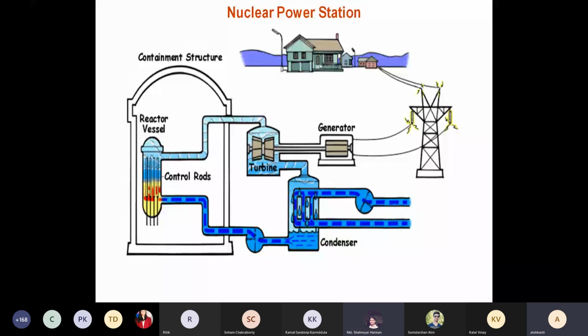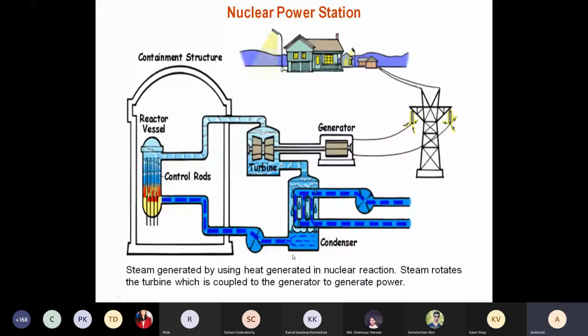So that is the nuclear power. The basic part of this turbine generator is the same. The output of the generator is the power. The basic principle is that steam is generated by using the heat generated in the nuclear reaction. Steam rotates the turbine, which is coupled to the generator to generate power.